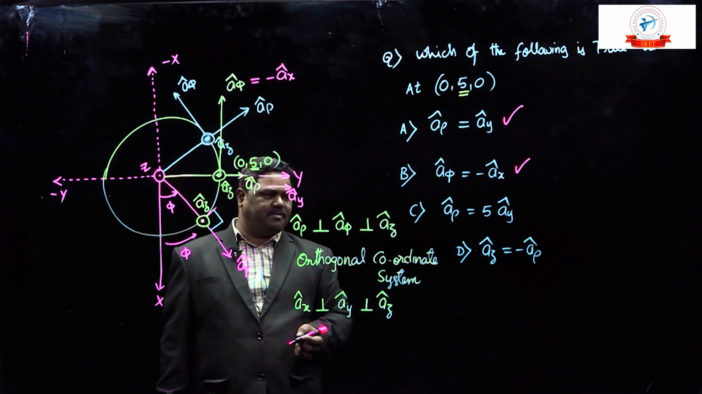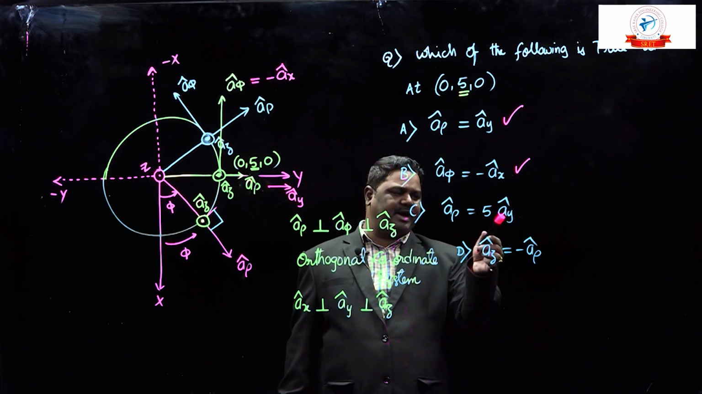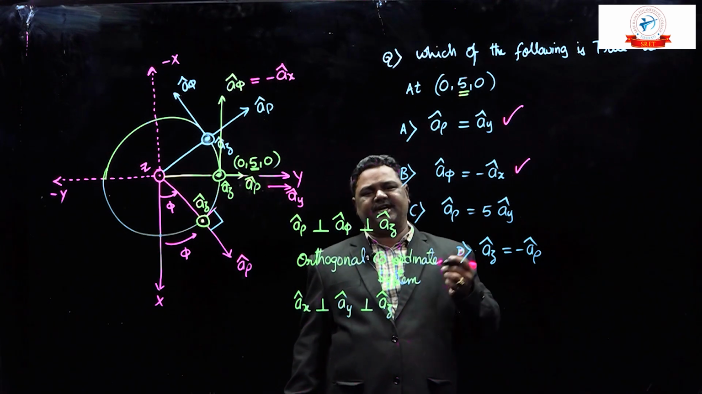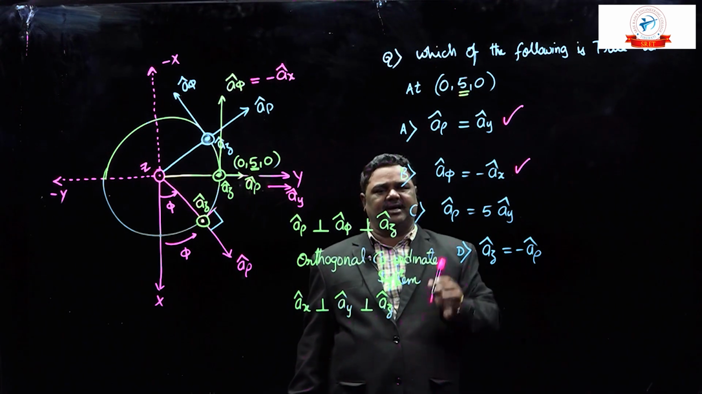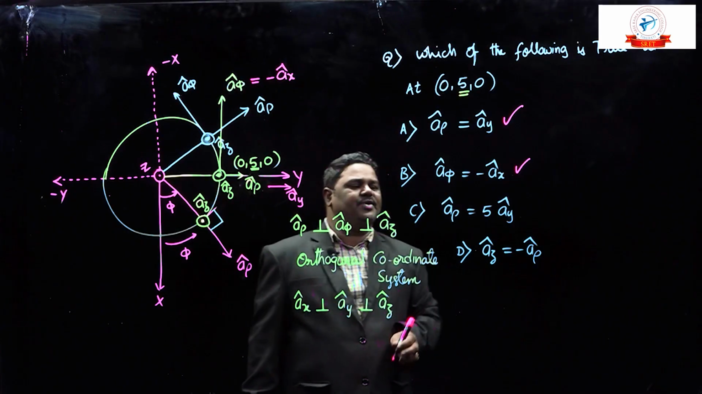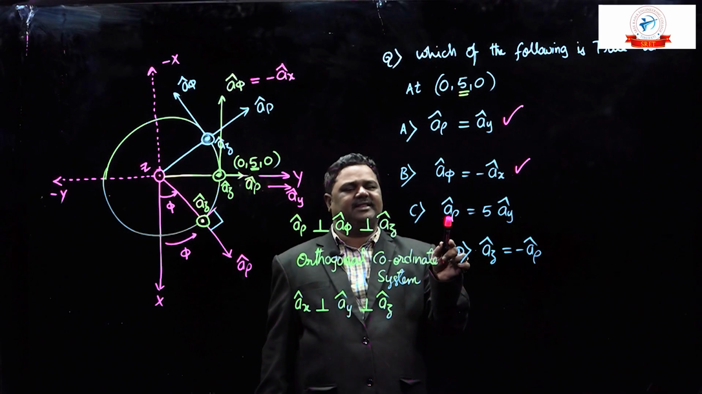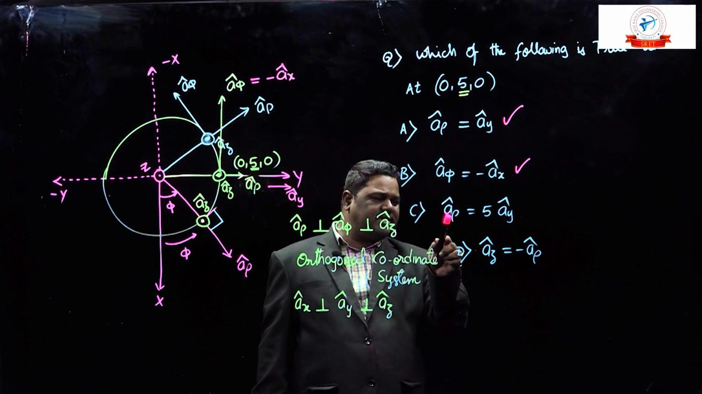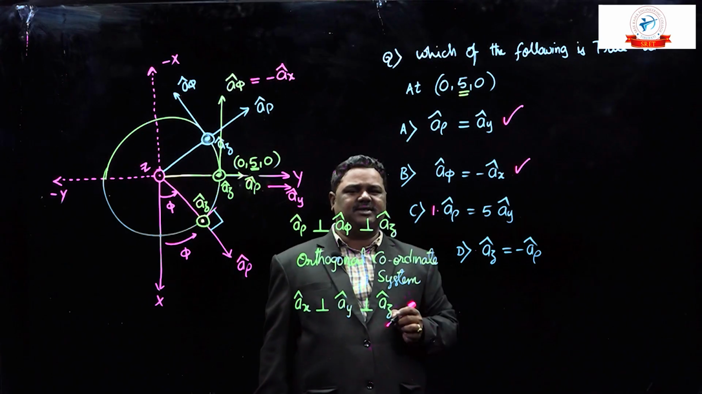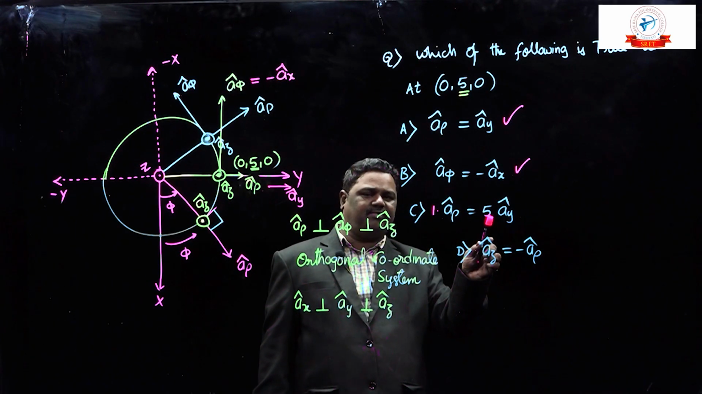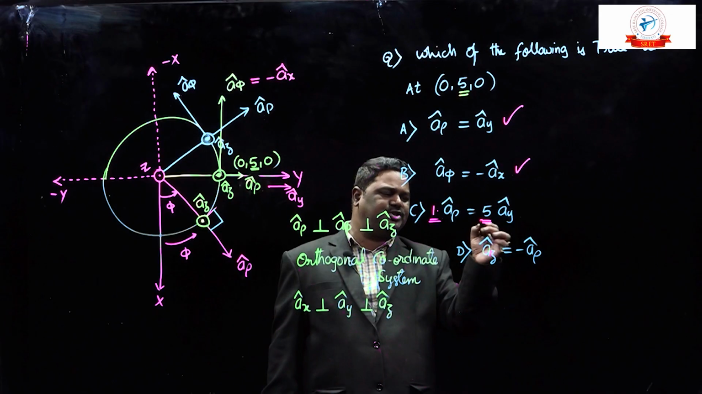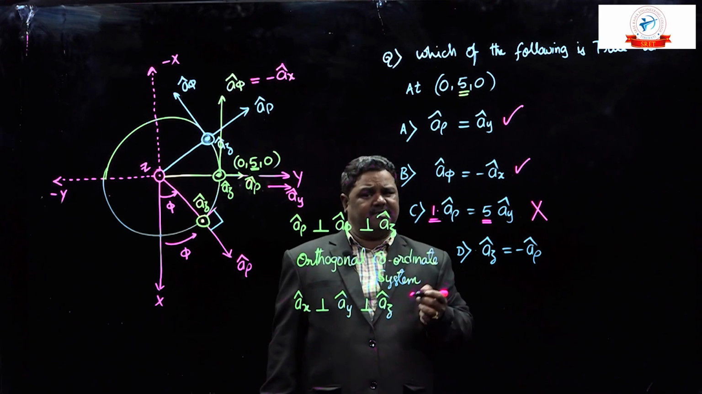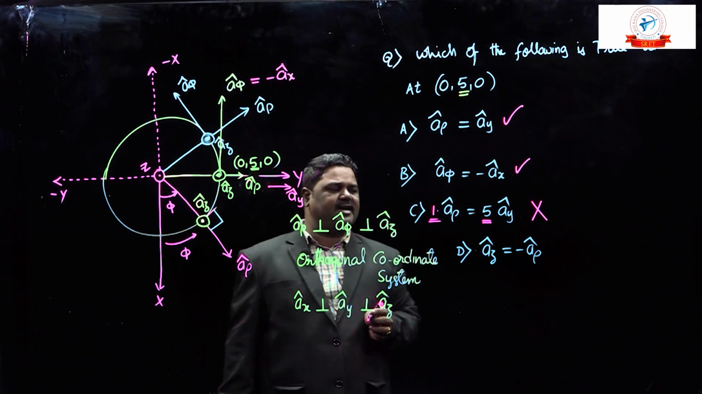Next, observe the third option. Here it is given that a rho cap is equal to 5 a y cap. So without observing this diagram or without knowing about the cylindrical coordinate system, you can directly say that this is an incorrect answer. The reason is that whenever two vectors are equal, then their magnitudes must be equal and their directions must be equal. What is the magnitude of the first vector, a rho cap? Here the magnitude is 1. What is the magnitude of the second vector? 5. Simply by observing this magnitude, we can say that the magnitudes are not equal. So this should not be equal. This is the incorrect answer.